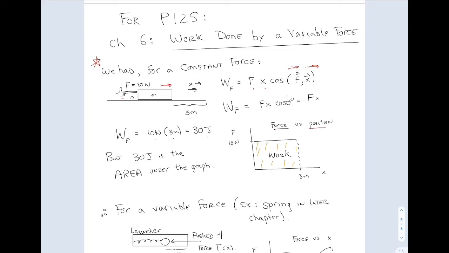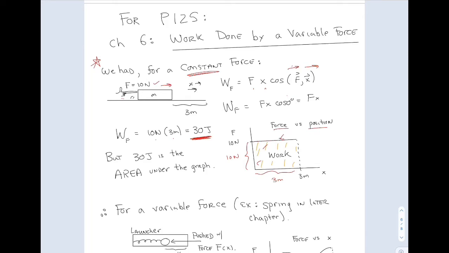Now, if I plot force versus position, F versus x, the force is a constant 10 newtons. We found the work done by that force is 30 joules. Well, that side has a height of 10, and that side is a length of 3 meters. So 30 joules looks like I did 10 times 3. It looks like I'm finding the area under that line. So to find the work done by a constant force, it's the area under that line.